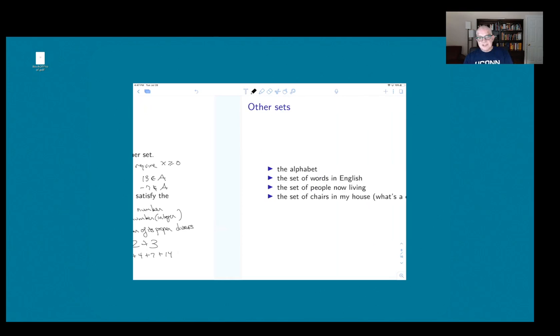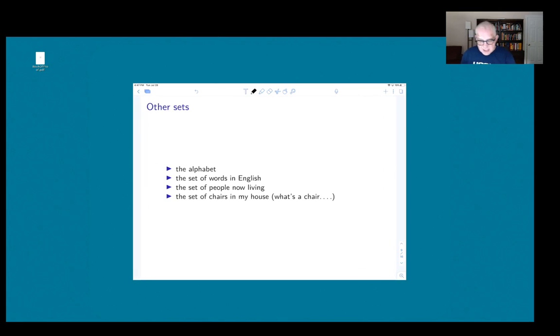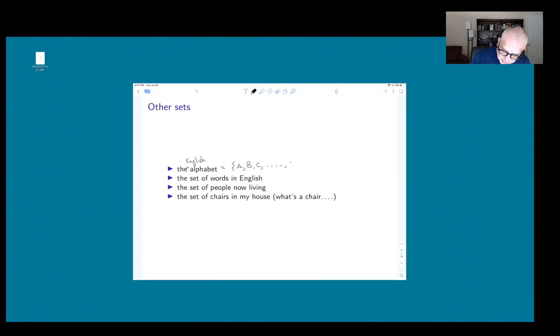Just to give you a few more examples which don't involve numbers, which are perfectly reasonable examples of sets, the alphabet is a great set. So the alphabet, at least the Roman or English alphabet, consists of A, B, C, down to X, Y, Z. We could worry about whether I mean capital or lowercase letters, but I think the alphabet is A through Z. Whether it's uppercase or lowercase is more a matter of typography.